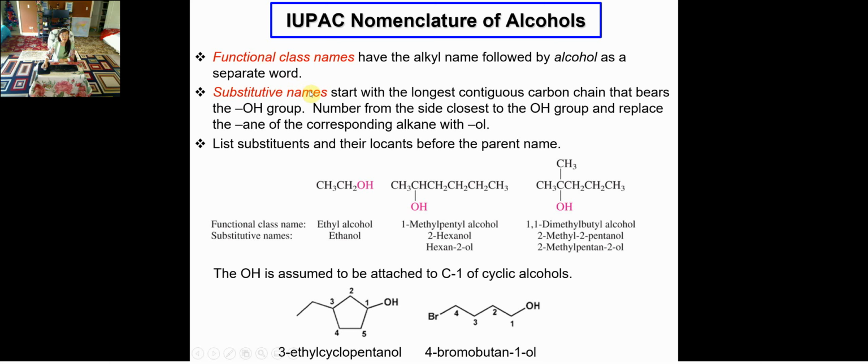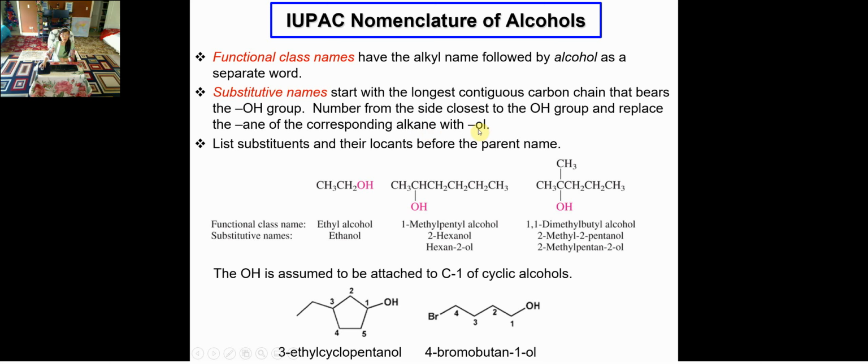Substitutive names start with the longest continuous carbon chain, the one that has the carbon connected to the OH. The carbon bears the OH. And then you number from the side closest to the OH. And then you replace the alkane's final E with OL. Your corresponding alkane, that E, will be replaced by the OL.